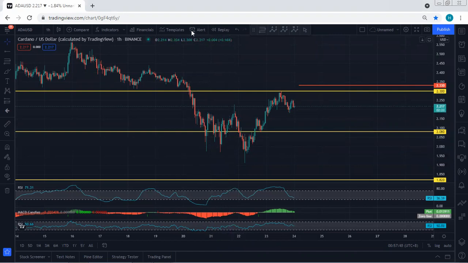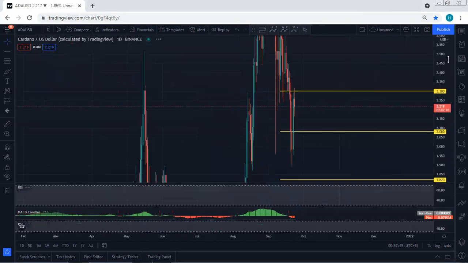And for those traders who got the trade, they took out the trade in profit at the second target, which is good for them. Now let's see what's the next. Anyway, we move to the daily chart.